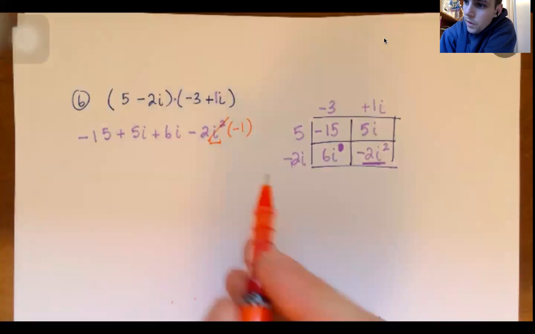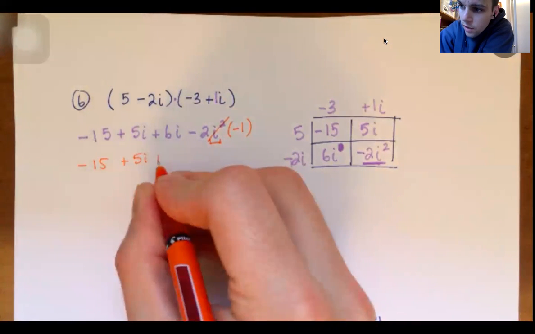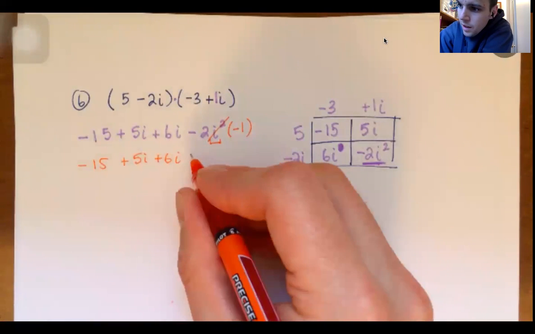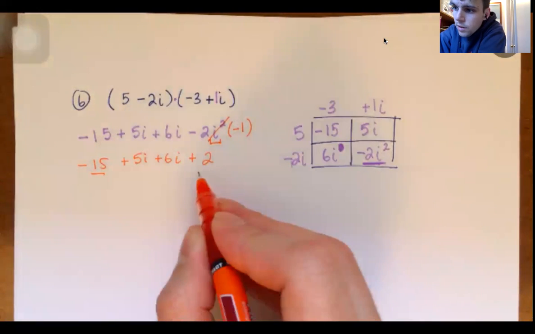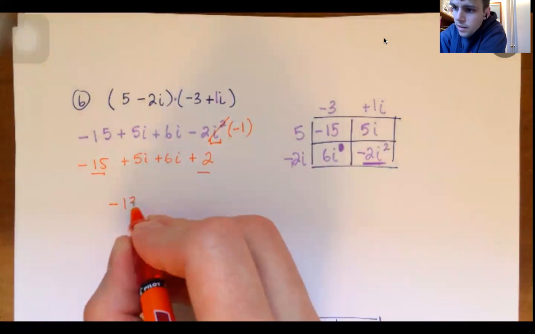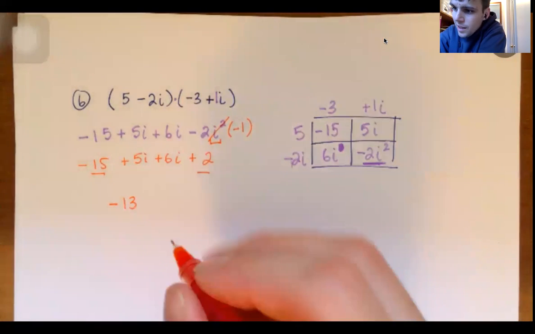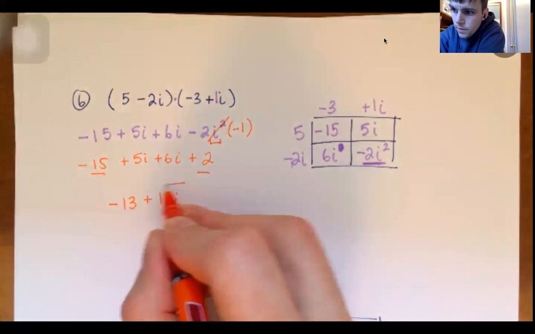All right. Now, let's go ahead and multiply that. We get negative 15 plus 5i. All this is just coming down. And then here we have negative 2 times negative 1 is positive 2. So that i squared is gone now. Now it's really similar to some problems before, where we're just going to combine like terms. We're going to put together the real parts. End up with negative 13, negative 15 plus 2. And then 5i plus 6i is positive 11i. So there we go.